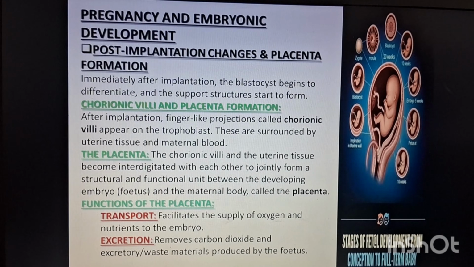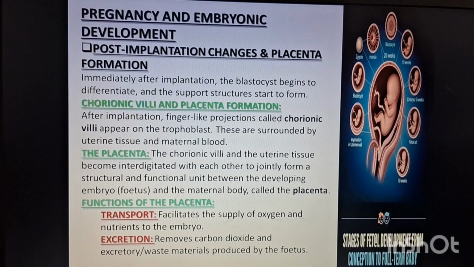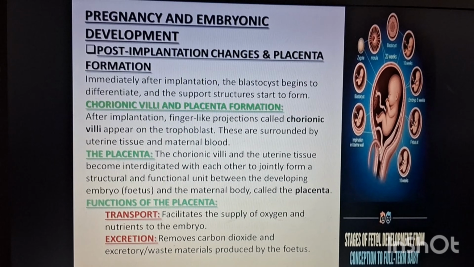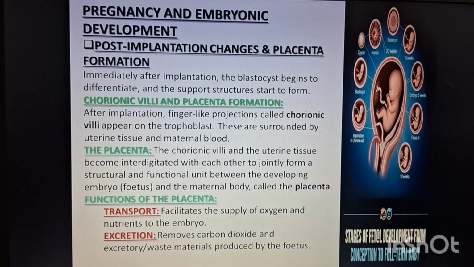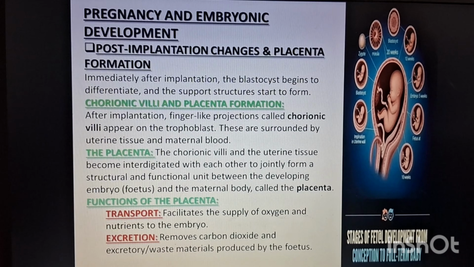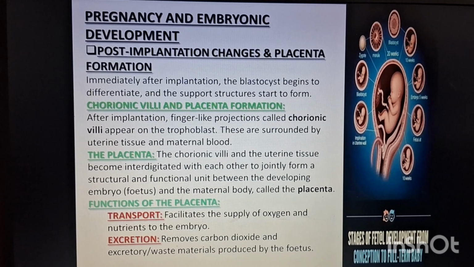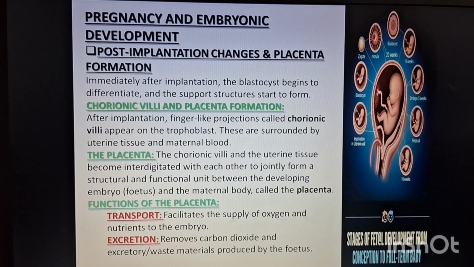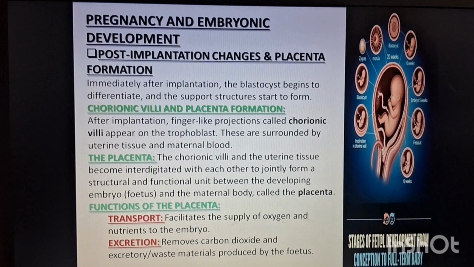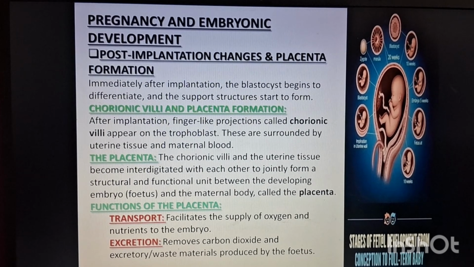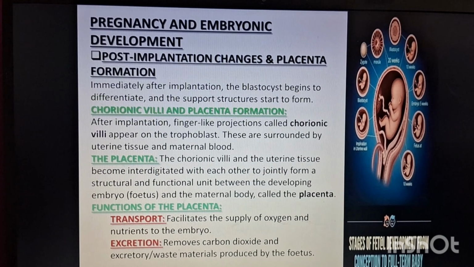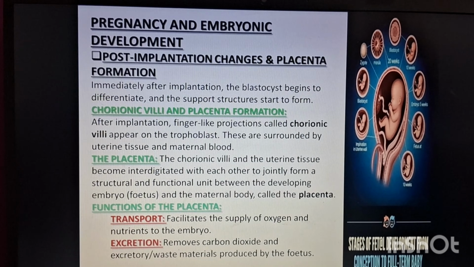First is the chorionic villi and placenta formation. After implantation, finger-like projections called chorionic villi appear on the trophoblast. These are surrounded by the uterine tissue and maternal blood. Next is placenta formation. The chorionic villi and the uterine tissue become interdigitated with each other to jointly form a structural and functional unit between the developing embryo and the maternal body, which is called the placenta.